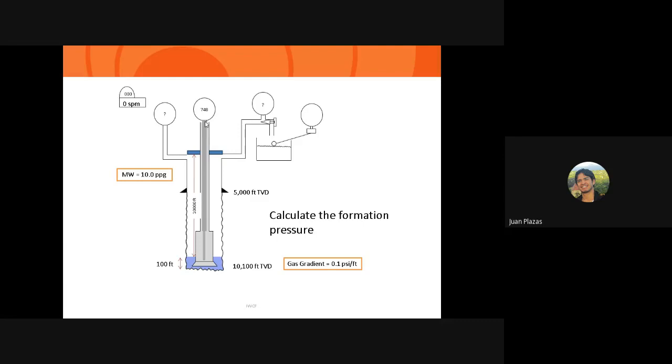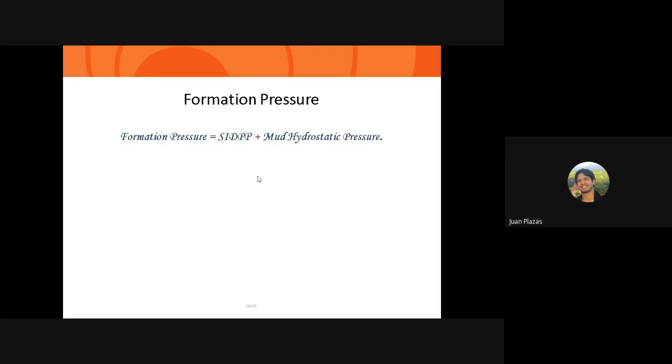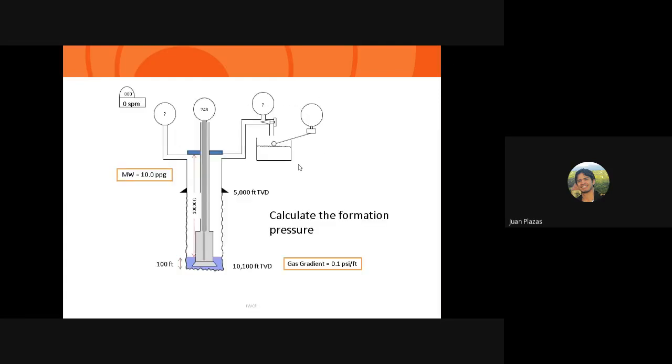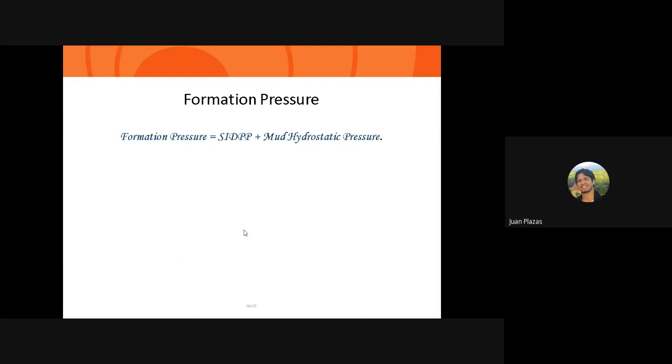We only need the hydrostatic pressure in the drill pipe plus the shut-in drill pipe pressure. This is a formula used by IWCF and most of the well control schools around the world. We use shut-in drill pipe pressure plus hydrostatic pressure in the drill string. Why use the drill string? Because we are assuming we had influx in the annulus, and the drill pipe is clean.